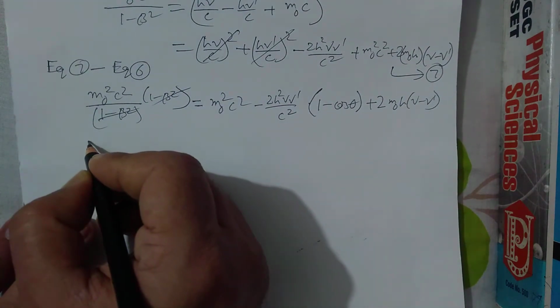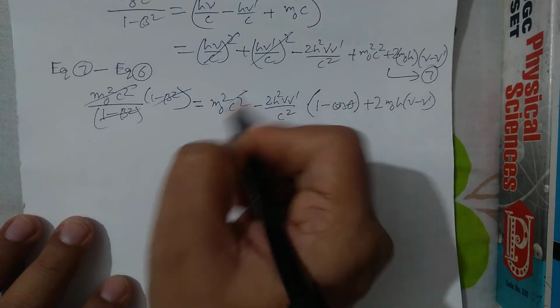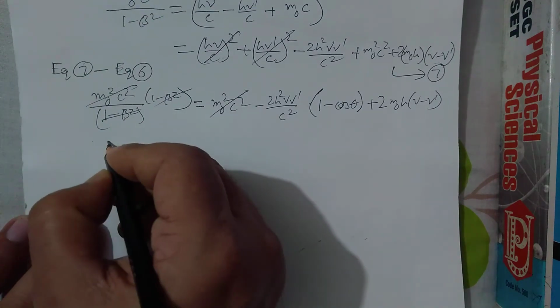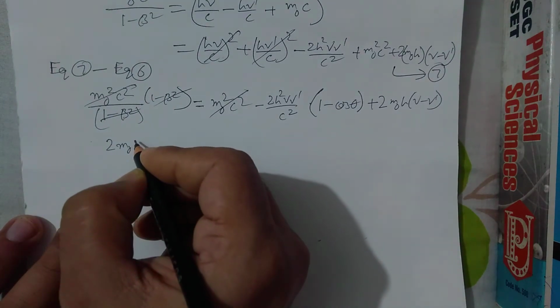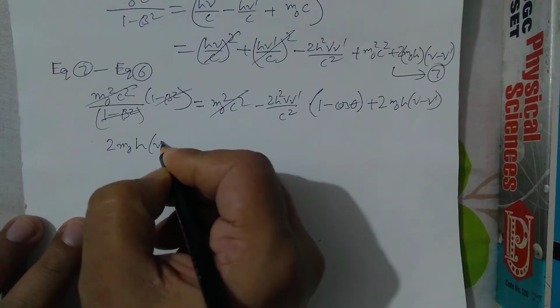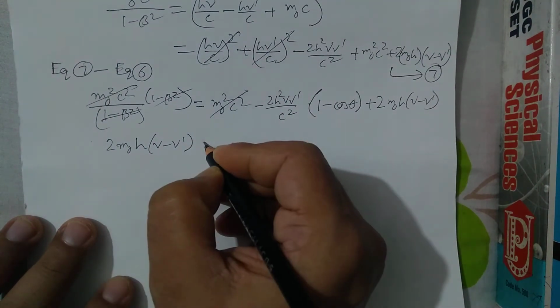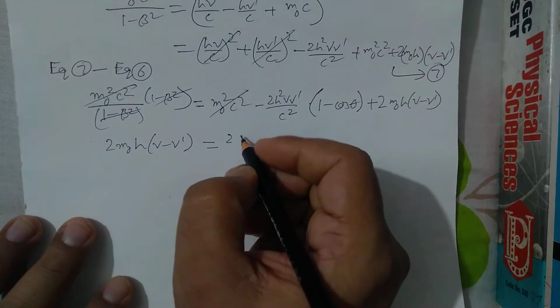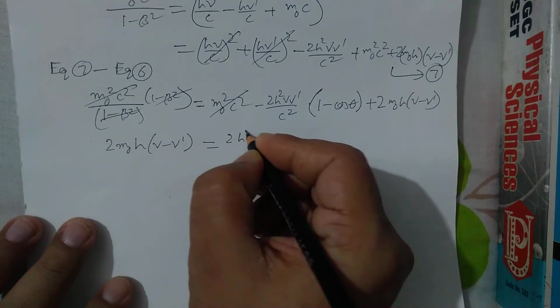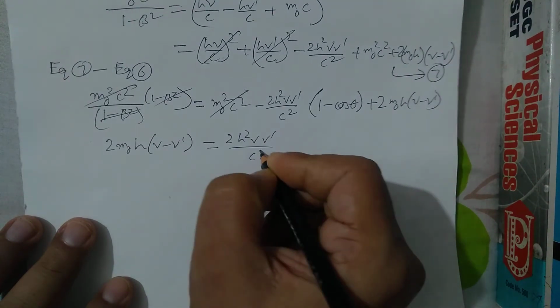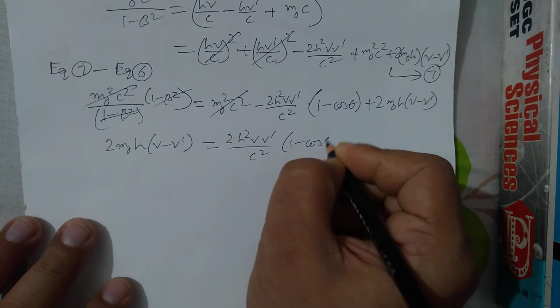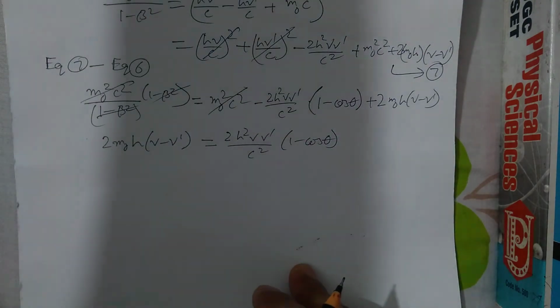So what will you get here? This 1 minus beta square will cancel, and this m naught square will cancel, so you will get 2 m naught into h into nu minus nu prime equal to 2 h square nu into nu prime by c square into 1 minus cos theta.